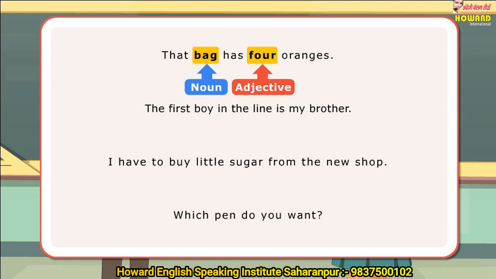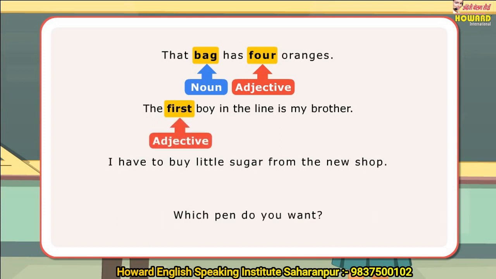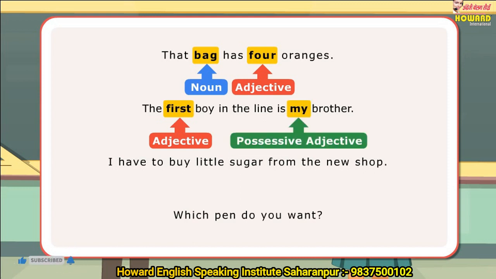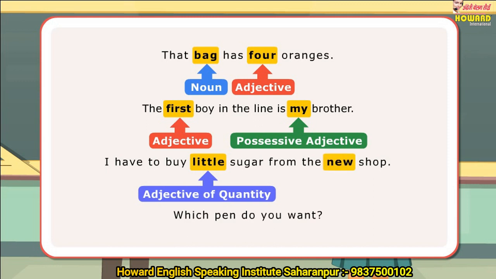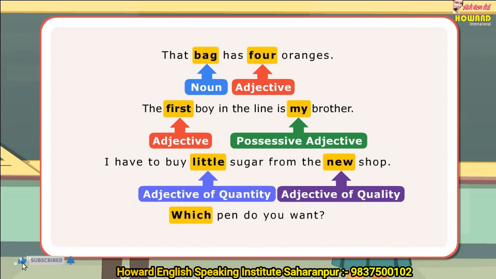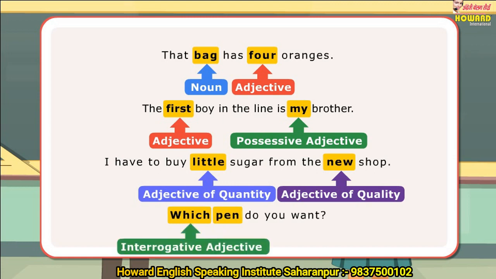In the next sentence, first is an adjective of number since it tells the order in which the boy is standing, and my is a possessive adjective since it shows possession. In the third sentence, little shows quantity and so is an adjective of quantity, while new refers to a quality and so is an adjective of quality. In the last sentence, which asks a question about the noun pen and is an interrogative adjective.